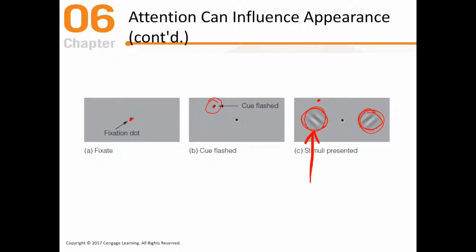So this change in appearance of the grating only occurred when the cue flash was given, only if the gratings were the same. If there was a more pronounced difference in the gratings, the person was not distracted by the cue and they did it correctly. So this demonstrated that we can actually be influenced in terms of appearance by where we're directing our attention. Because that cue flashed here, our attention, even though we're looking right here, is more focused over here. And so we're going to see this as a much more pronounced grating.